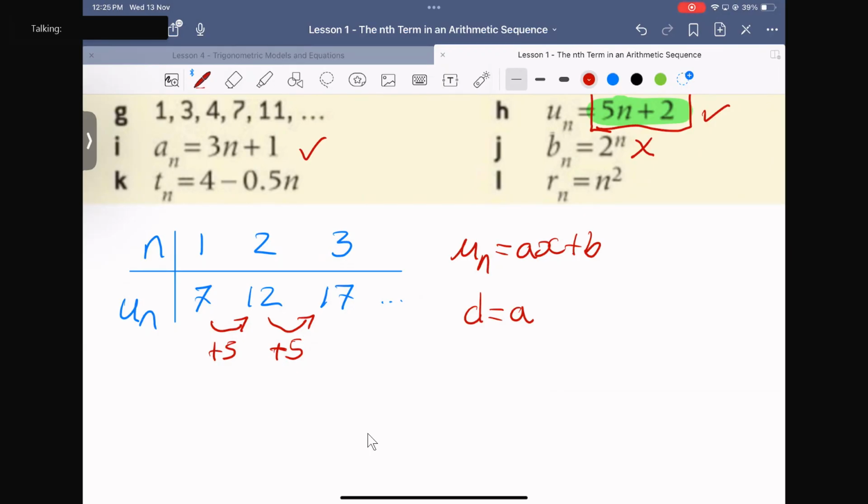What about K? Negative 0.5. So this one is, yeah? And no, this one's not. That one's quadratic, clearly.